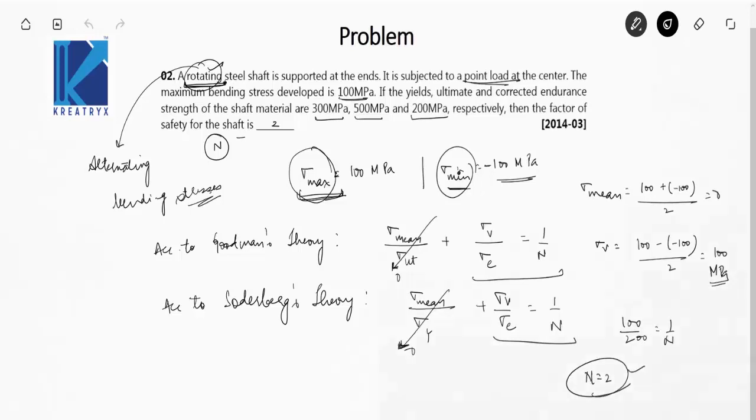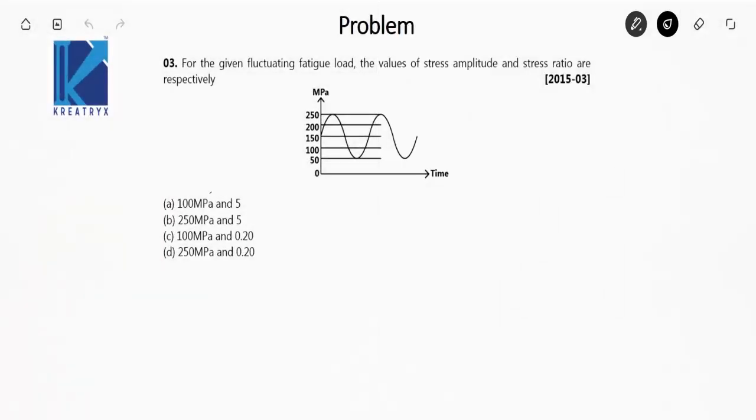Next question. For the given fluctuating fatigue load, the values of stress amplitude and stress ratio are respectively. Okay, so the value of stress amplitude and the stress ratio you have to find. The stress amplitude was found in question number 1, which I've done in this video.